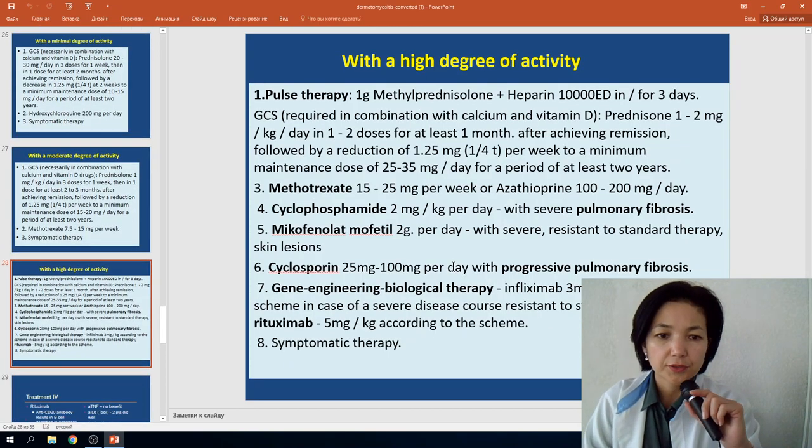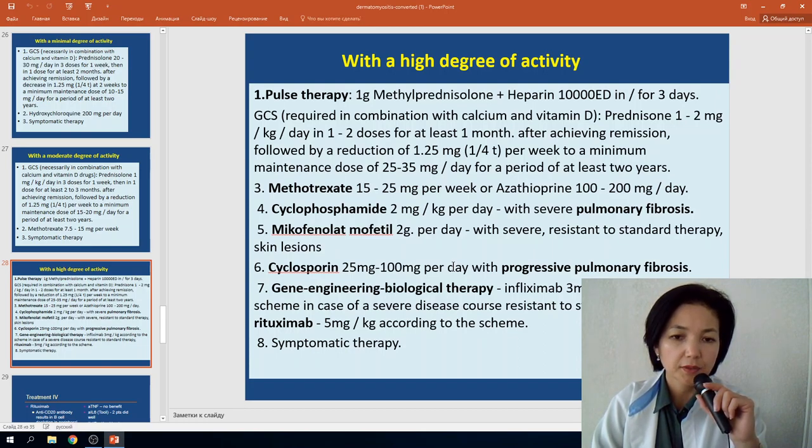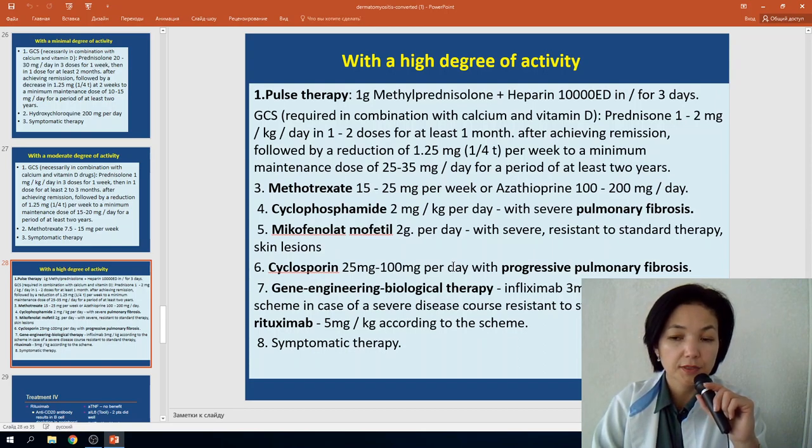High degree of activity, of course, includes pulse therapy. What does pulse therapy mean? This is 1 gram, which is 1,000 milligrams, of methylprednisolone in combination with heparin, 10,000 units, for 3 days. Glucocorticoids, of course, you should combine with calcium and vitamin D medicines.